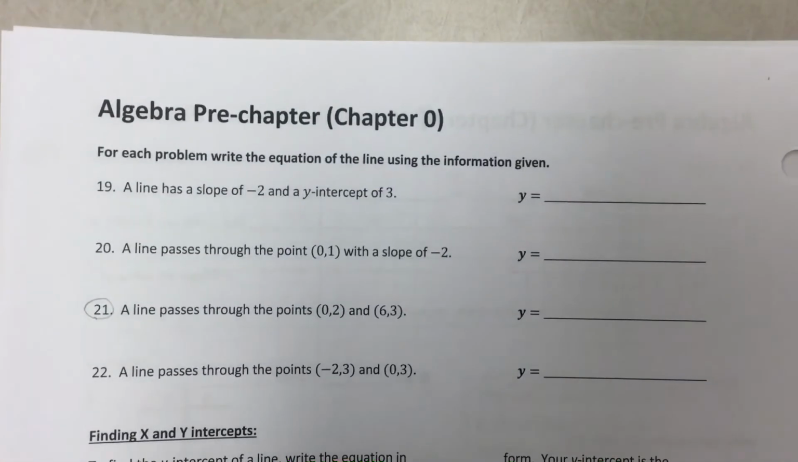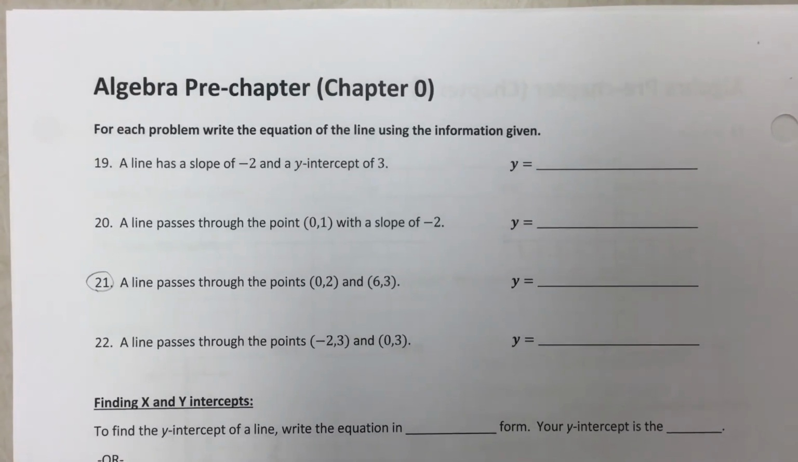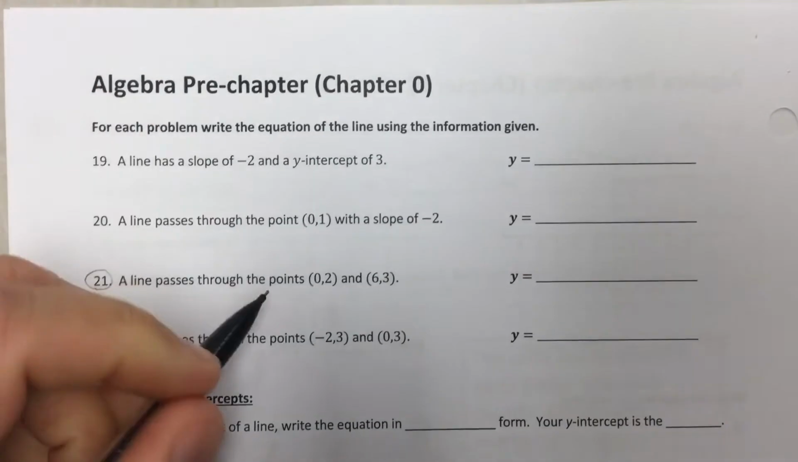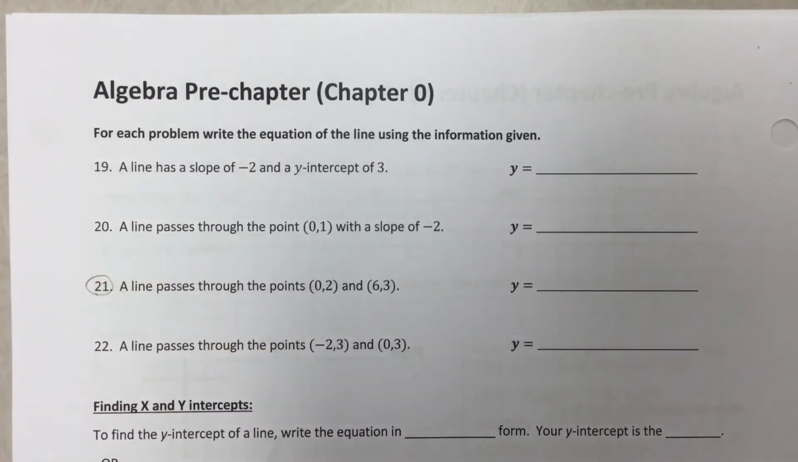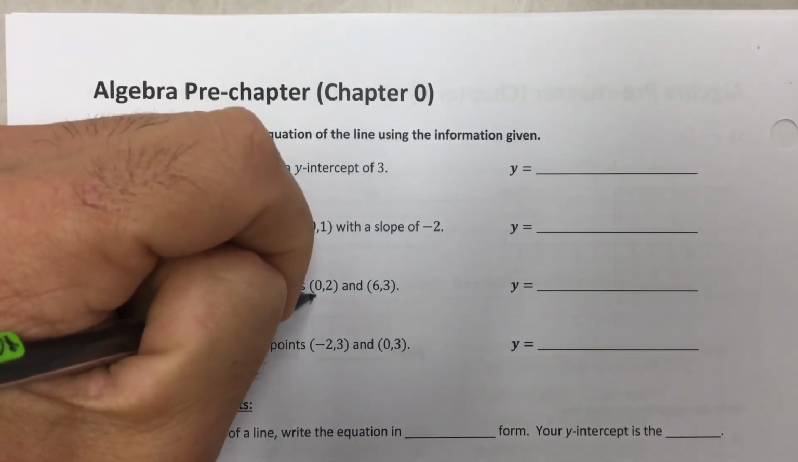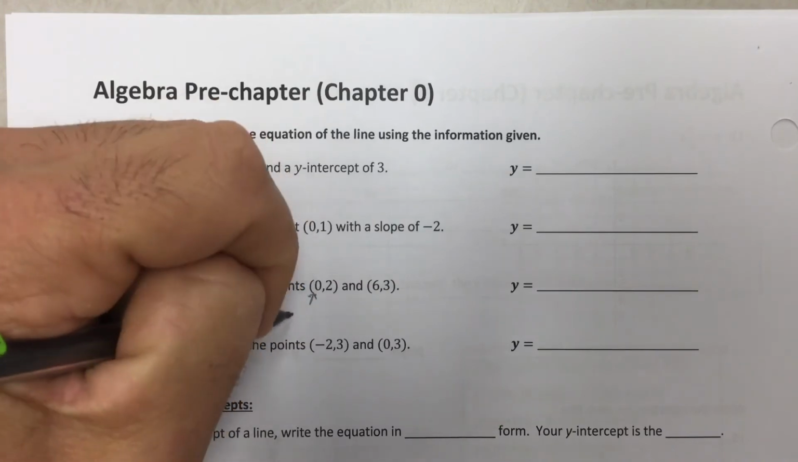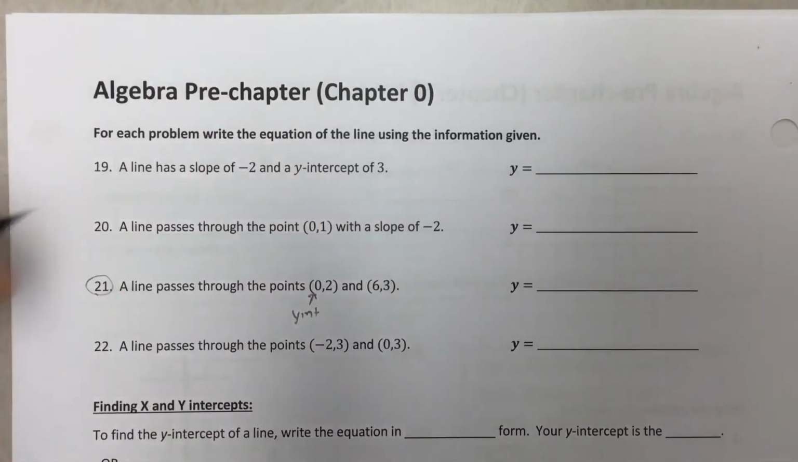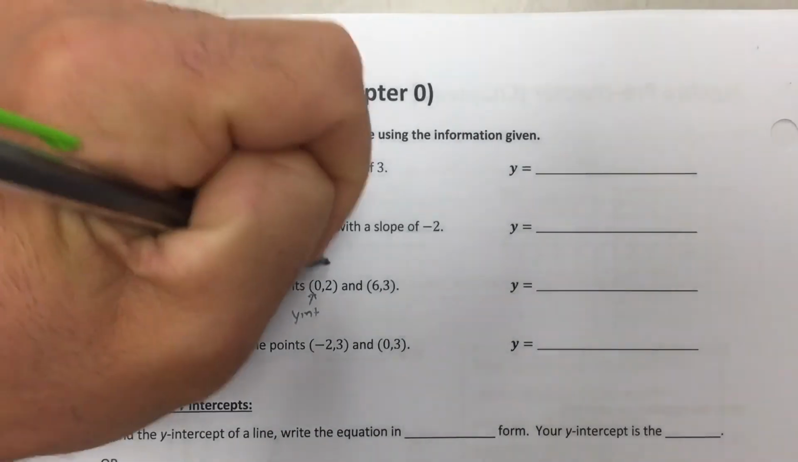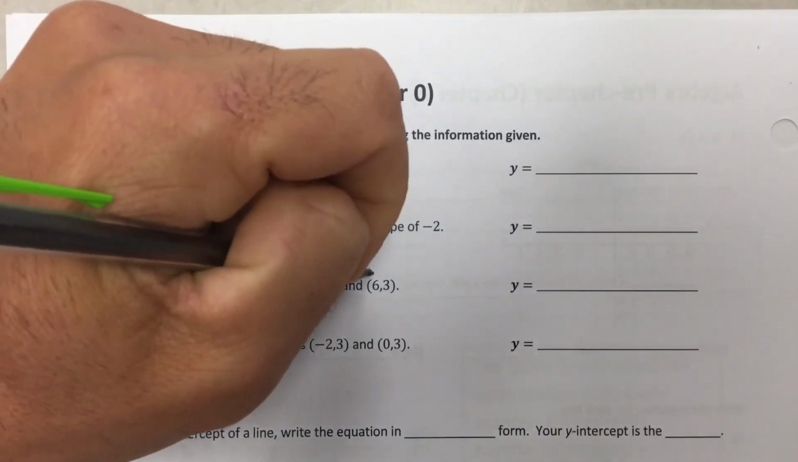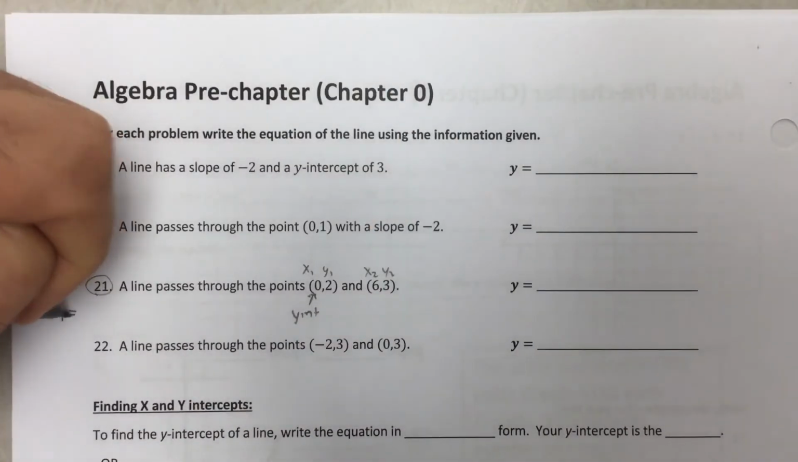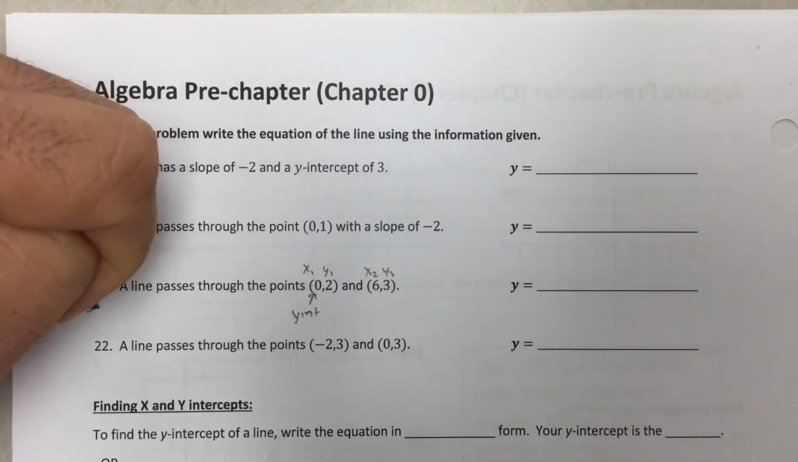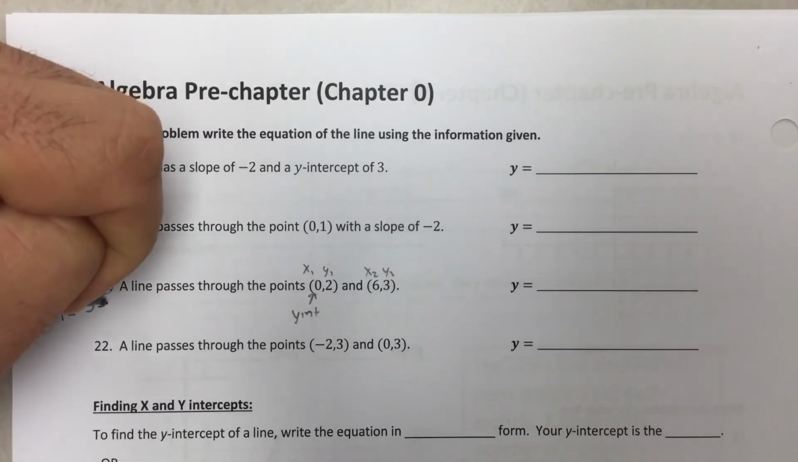All right, let's try 21. You're trying to find the equation of the line going through those 2 points. What makes 21 a little bit easier is that we are given (0, 2). And if you notice, (0, 2) is going to be your y-intercept because it's where x is 0. So you do have to find your slope. x1, y1, x2, y2. So I have 3 minus 2.